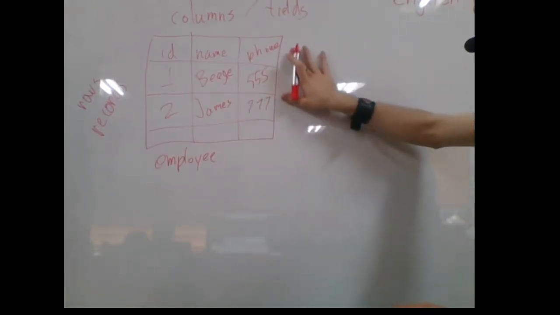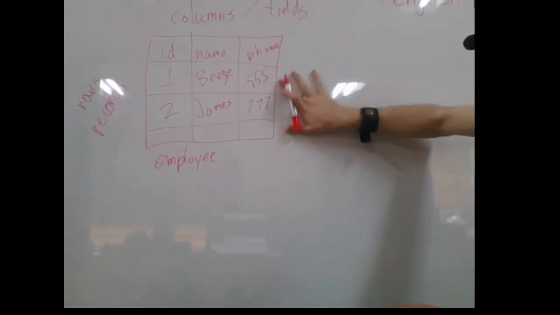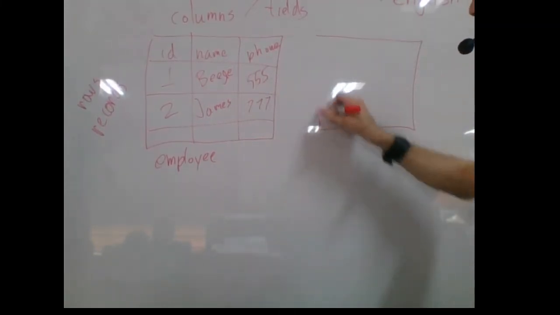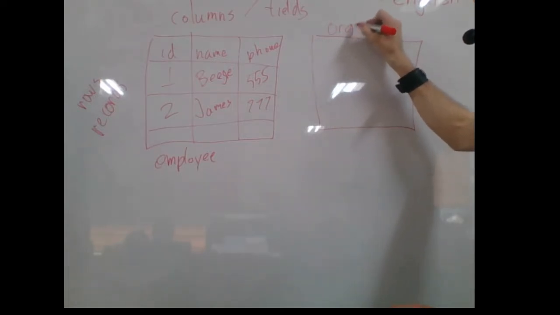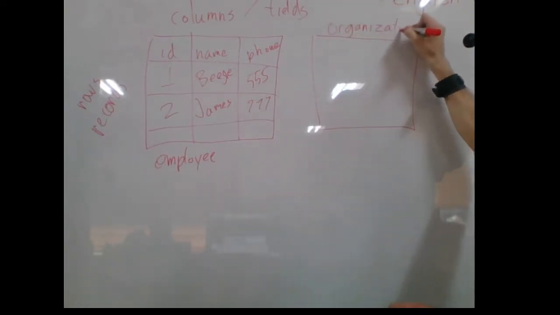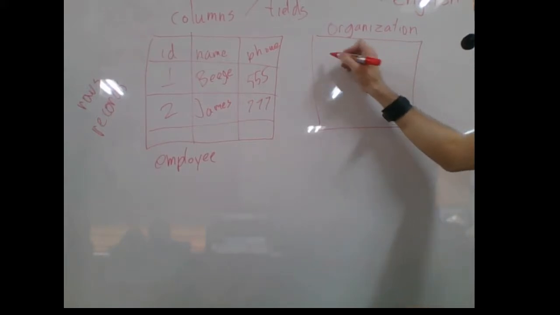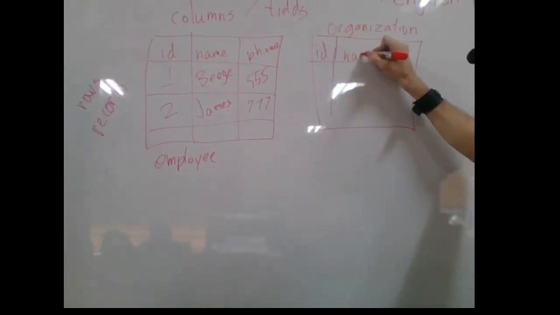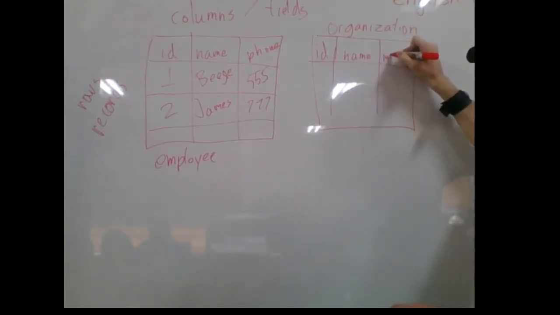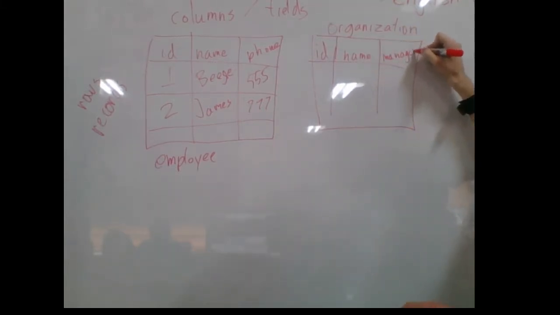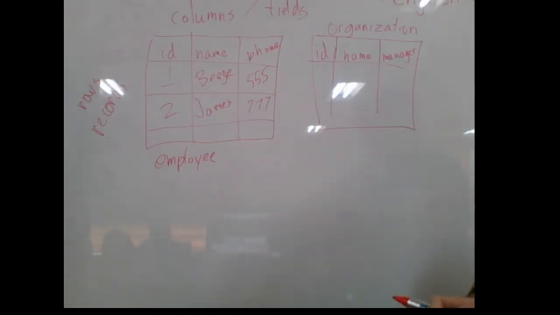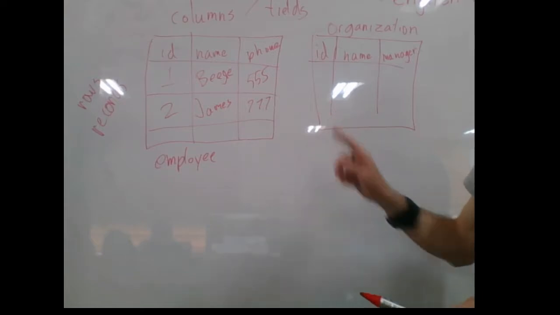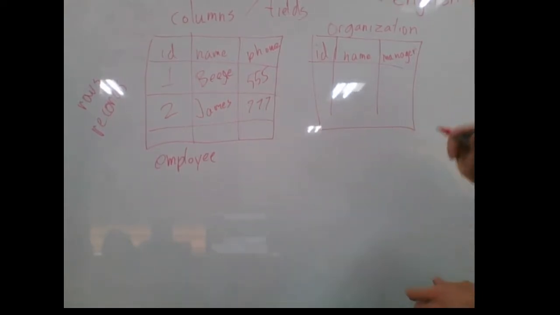So now, I have a whole bunch of employees. But maybe I want to say that these employees are in an organization. And maybe this organization also has an ID, and then maybe it has a name, and then maybe it has a manager. Now, how do we get these two things to know about each other?